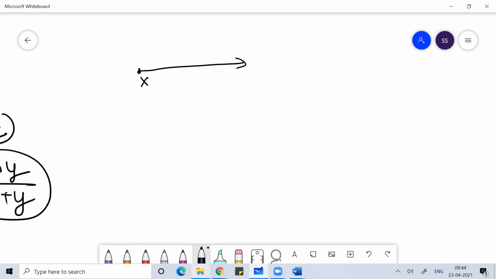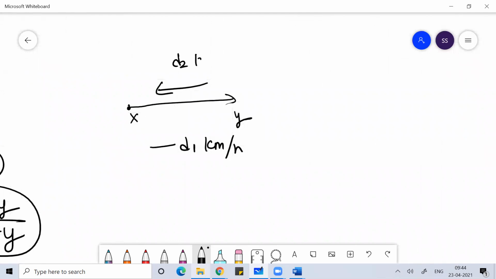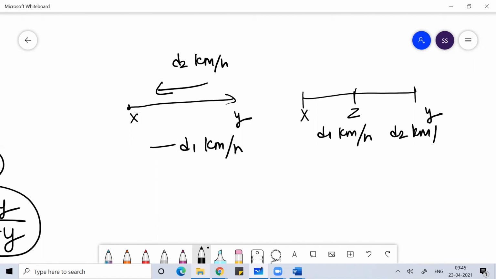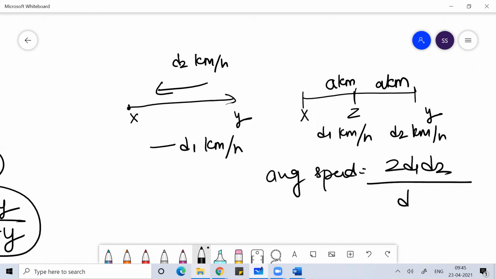If you're moving from point x to point y at d1 kilometers per hour, and again coming back from y to x at the speed of, suppose, d2 kilometers per hour, then your average speed is the same as if you're covering point x to z at d1 kilometers per hour, and from z to y at d2 kilometers per hour. Suppose your distance is the same in both cases. Your distance should be the same in both cases. Then the average speed would be 2d1d2 divided by d1 plus d2. Simple concept which you can use to get the answer. Clear everyone? So you can use this concept and you will get the answer very easily.